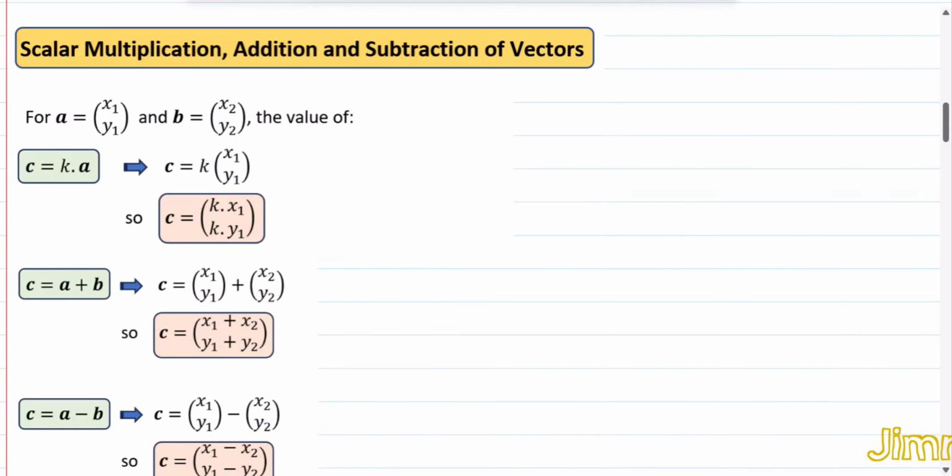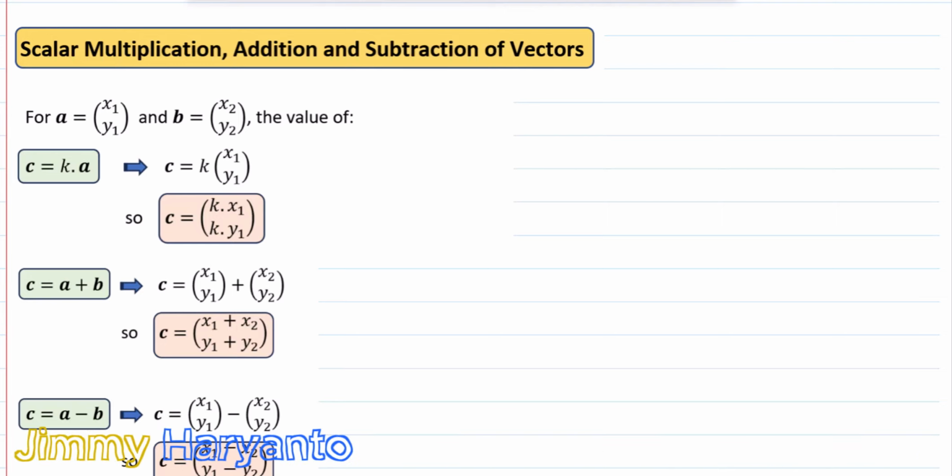Next is scalar multiplication, addition, and subtraction of vectors. In the previous lesson, we already learned how to draw the multiplication, addition, and subtraction of two or more vectors. In this section, we will learn how to calculate, especially in the Cartesian form.